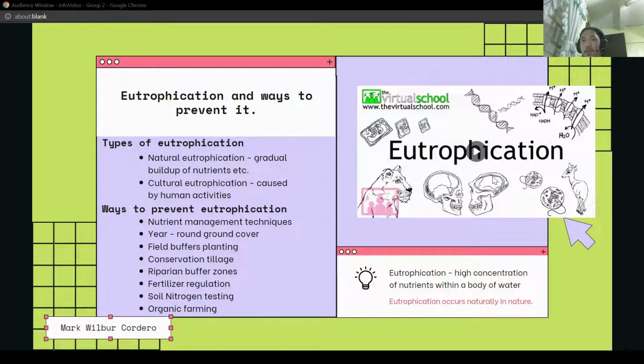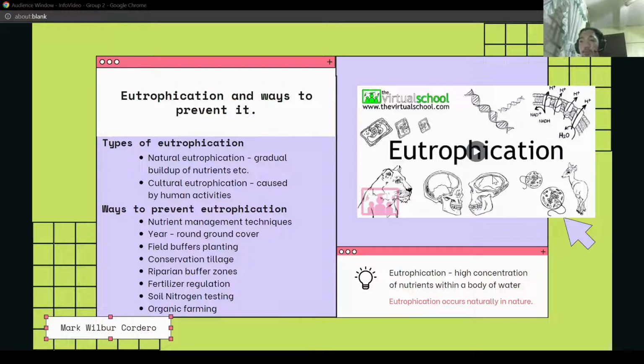Eutrophication occurs naturally in nature. However, human activity can aggravate the process. There are two types of eutrophication. Natural eutrophication is the gradual buildup of nutrients, organic material, and sediments that takes place over centuries in many water basins, while cultural eutrophication refers to an alteration of nutrient input in the water basins by human activities that lead to major ecological changes in water bodies over the decades.